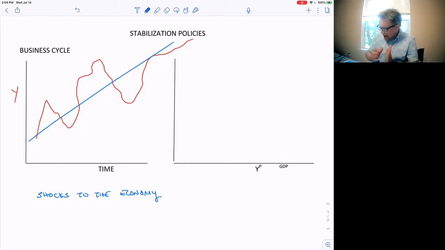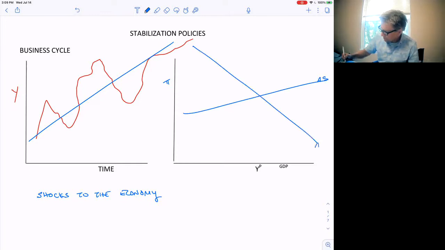Now, in terms of the aggregate demand and aggregate supply model, we'll put inflation here on the vertical axis and real GDP on the horizontal axis. And we've got this aggregate supply curve and a downward sloping aggregate demand curve. This will be the short run aggregate supply curve. And we have some equilibrium at some level of output and some level of inflation. And these aggregate demand curves and aggregate supply curves are moving all the time, changing the equilibrium.